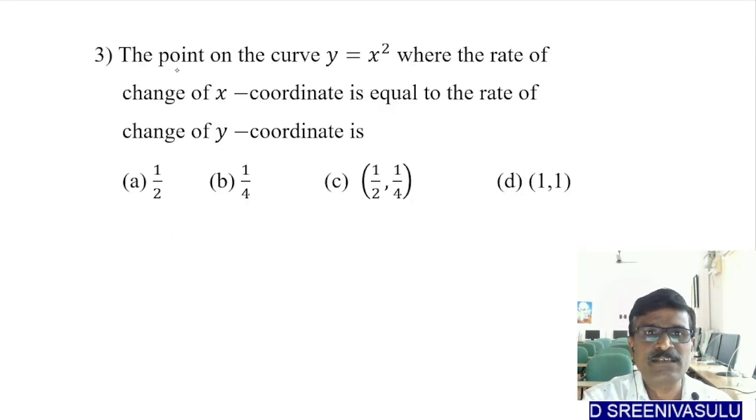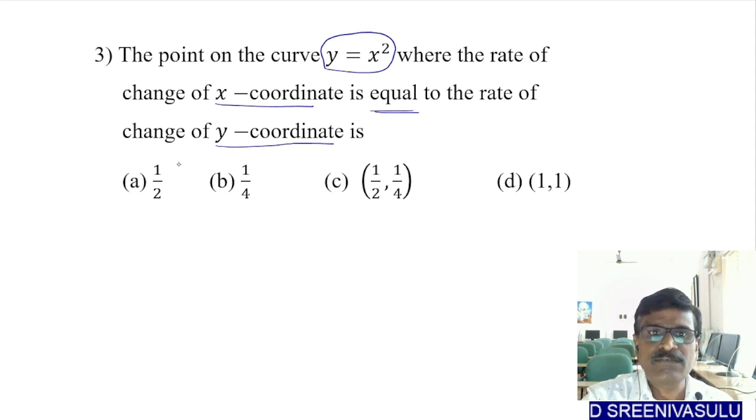Question number 3. The point on the curve y is equal to x square, where the rate of change of x coordinate is equal to the rate of change of y coordinate. What is given here? Given dx by dt is equal to dy by dt, because the rate of change of x coordinate is equal to the rate of change of y coordinate.